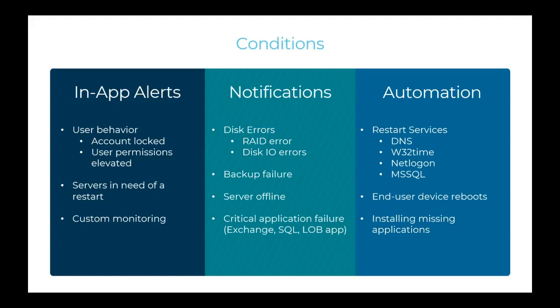So we have a couple examples here. You might want to just alert if there's an account lock or if user permissions are elevated or if a server needs a restart. From a notification perspective, something bigger, where we want to take an action: a RAID error or a backup failure or a server offline, those are things we may want to go do something about. And then automations, we have to actually be able to execute the automation for these to happen. But a really good example is restarting a service or rebooting end user devices, not servers probably, but end user laptops, and then maybe even installing missing applications. We have a partner who, for example, detects if Sentinel-1 isn't installed on their devices and then pushes it out and automatically installs it.